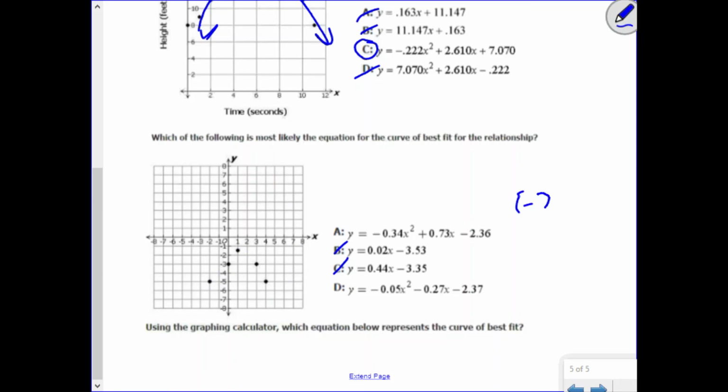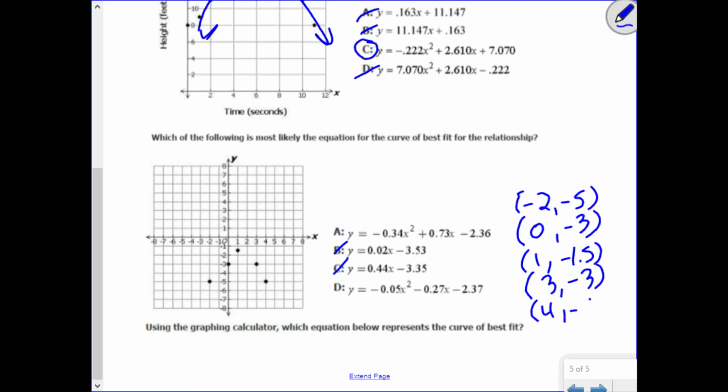I have -2, -5. I have 0, -3. 1, -1.5-ish. 3, -3. And 4, -5. So once you write down what all the points are, you have your x's on the left and your y's on the right. You can enter those into Desmos or your handheld calculator and do the process for a quadratic to figure out what the equation would be. Give you a couple seconds to do that.